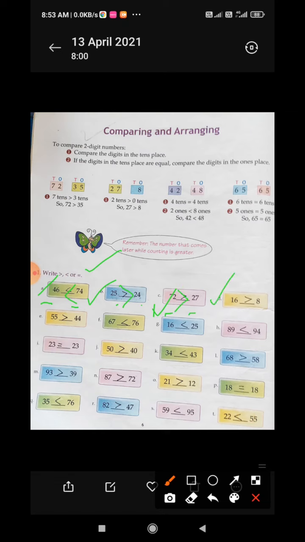Now D part, 16 or 8, which one is greater? It is a two digit number, and this is a single digit, and it is obvious which one is greater. 16 is greater than 8. So put this sign here. Now all these you will do yourself in homework properly in books only.